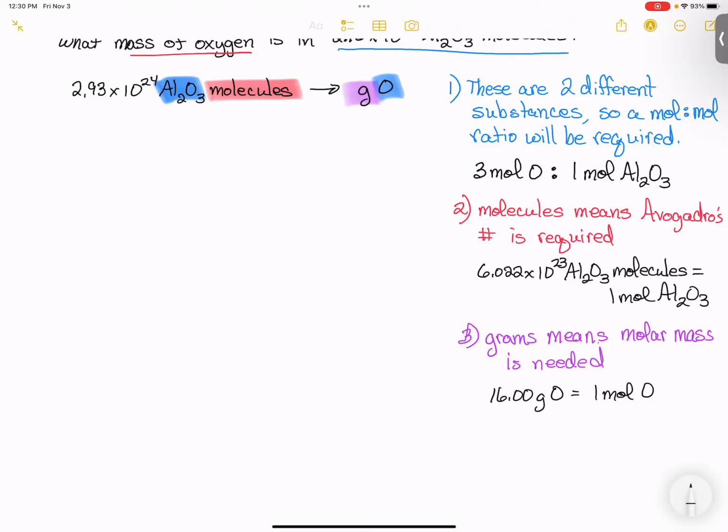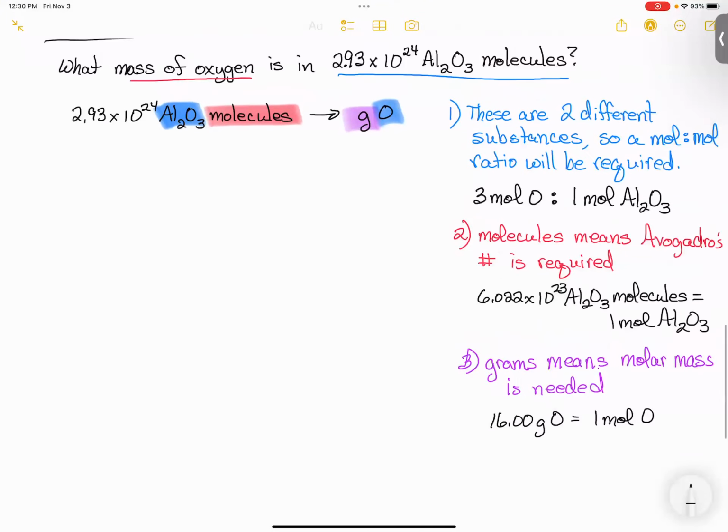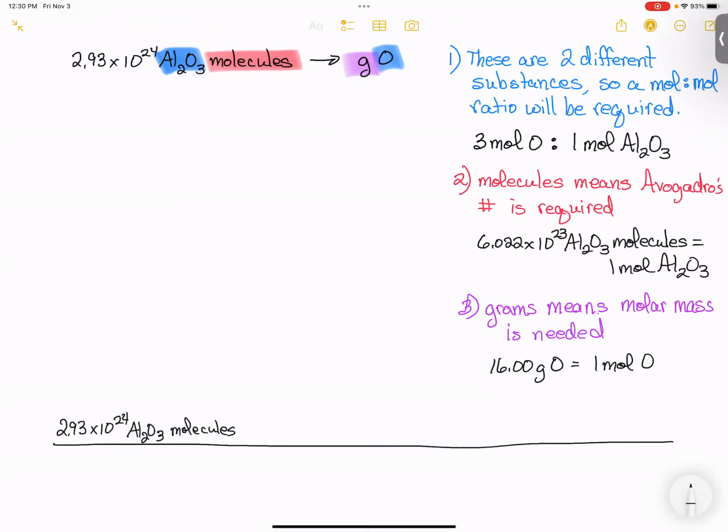Now that I've broken it down, it's time to do some math. You start with what you were given. In this case, that will be 2.93 times 10 to the 24 Al2O3 molecules. Your first conversion factor needs Al2O3 molecules, so we will be using number 2 first.